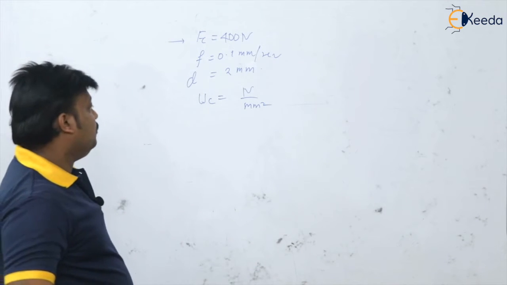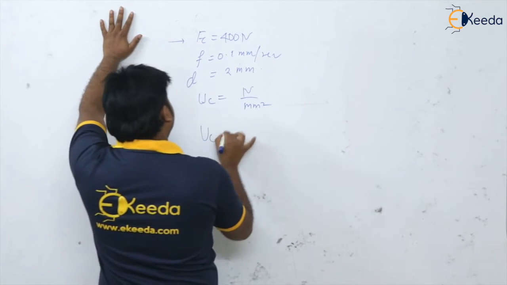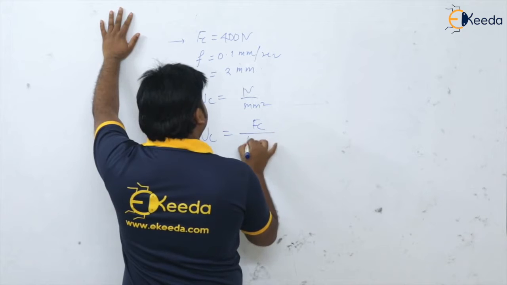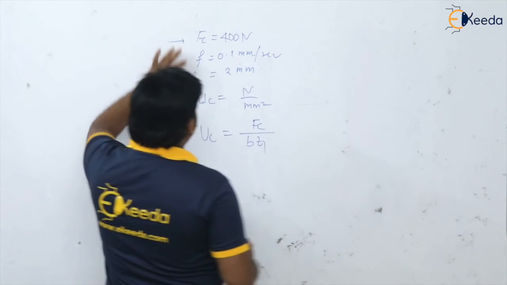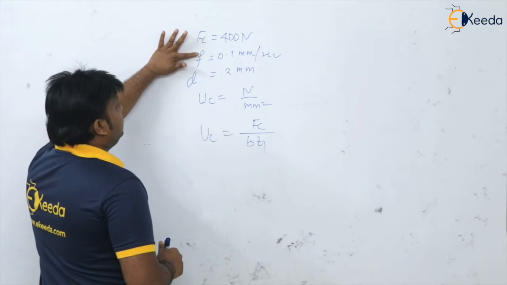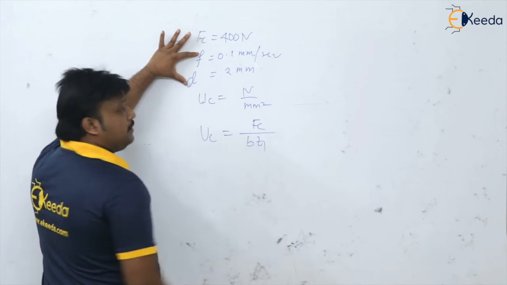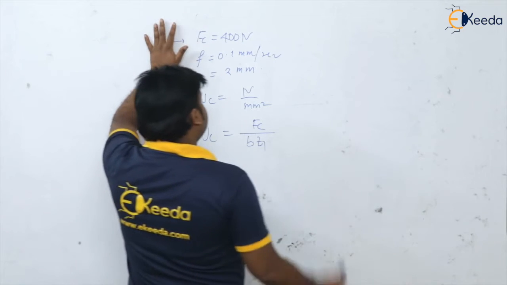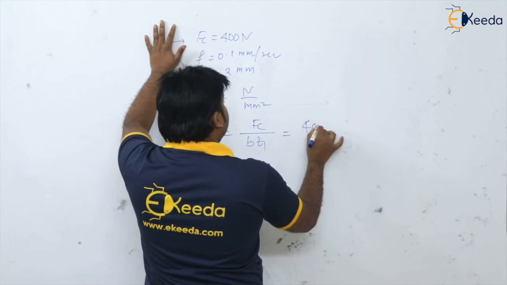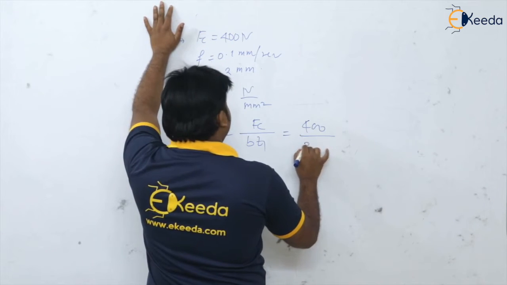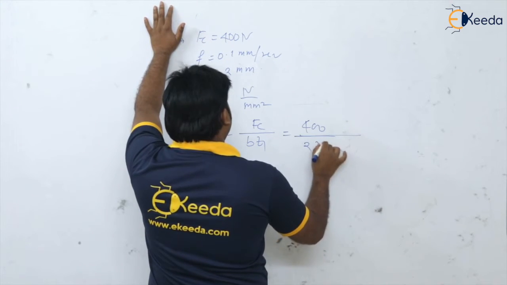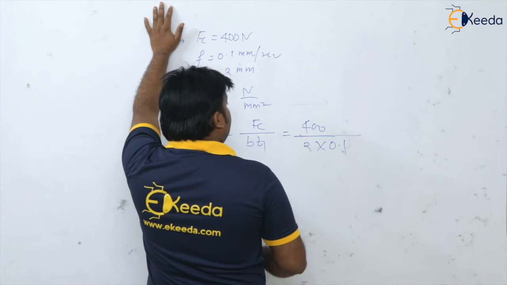Okay, so we know the formula for UC is what? It is FC divided by B T1. In orthogonal turning we have seen that feed is nothing but our uncut chip thickness and depth of cut is nothing but our width of cut, isn't it? So FC is 400 divided by B, which is 2, and T1 is 0.1.